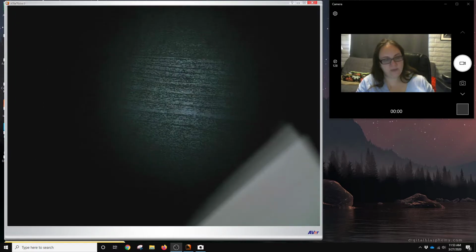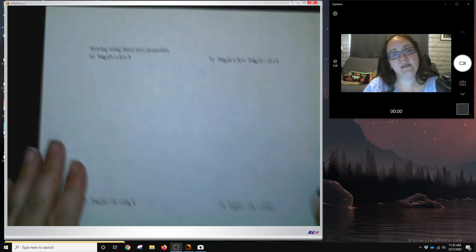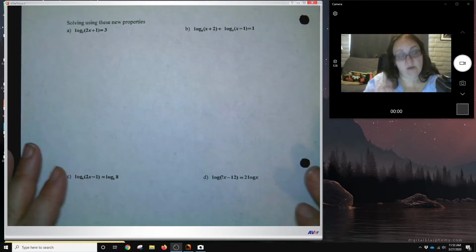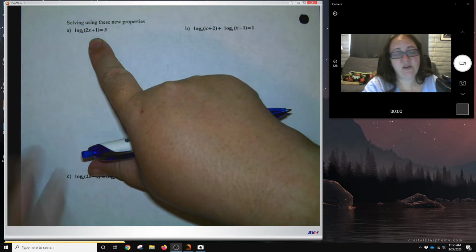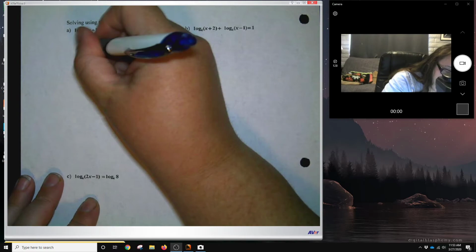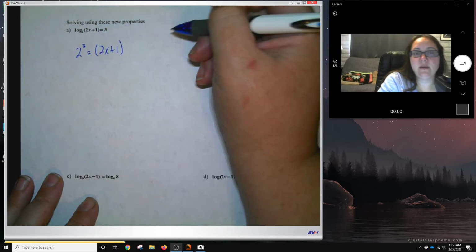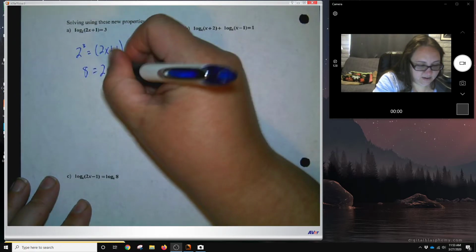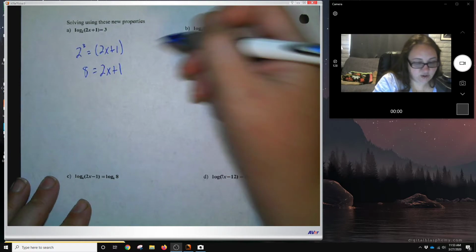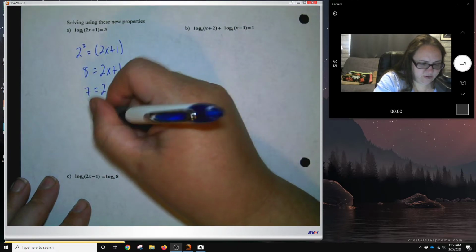Okay. Now, the other thing that we're going to focus on is log equations using properties. So, if you have just one log like this, we can do it the way we did in the last set of notes. This would be 2 to the 3 equals 2x plus 1. 2 to the 3 is 8. And then I subtract the 1, divide by the 2.